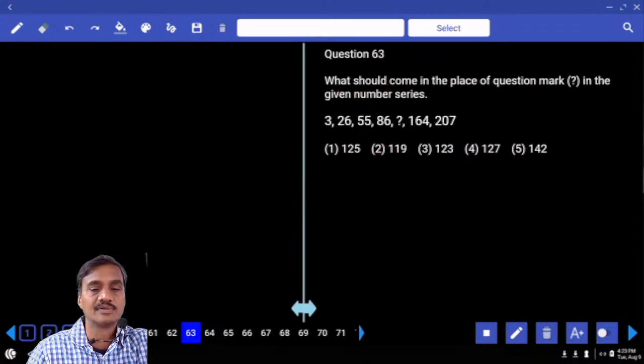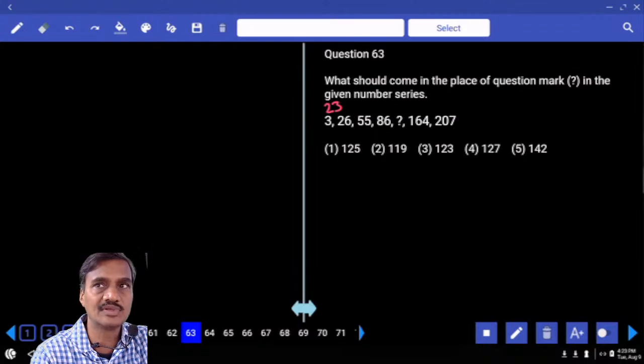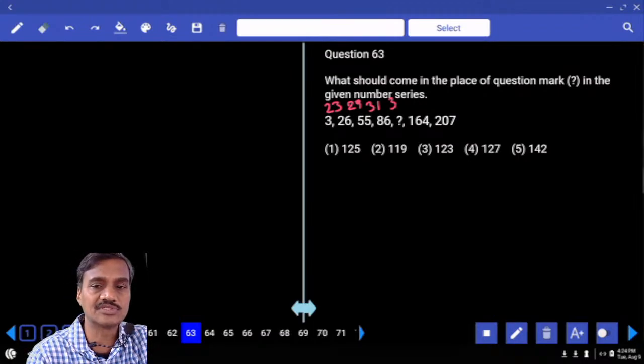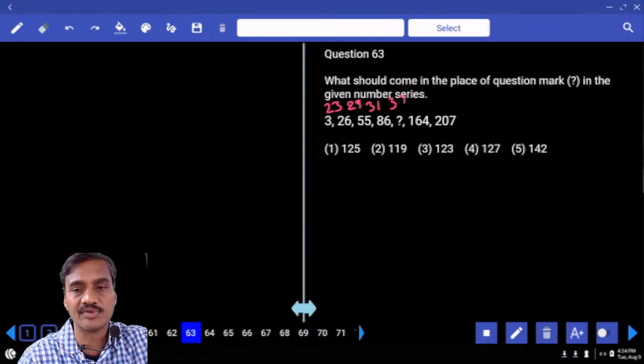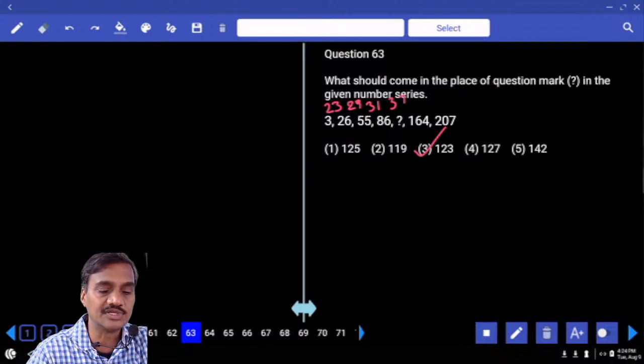Then 63. Now 3, 26, 55, 86. 3 and 26, what is the difference? 23. And next 26 and 55, the difference is 29. And 55 and 86, 31. What are these numbers? 23, 29, 31 are prime numbers. Next prime number to 31 is 37. And 86 plus 37, what is the number we have? 123. 123, choice 3, question number 63. The differences between the numbers are consecutive prime numbers. 23, 29, 31, 37, 41 are added to this one.